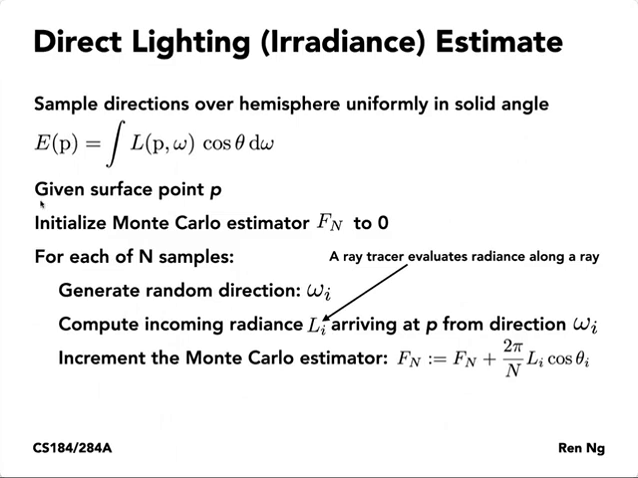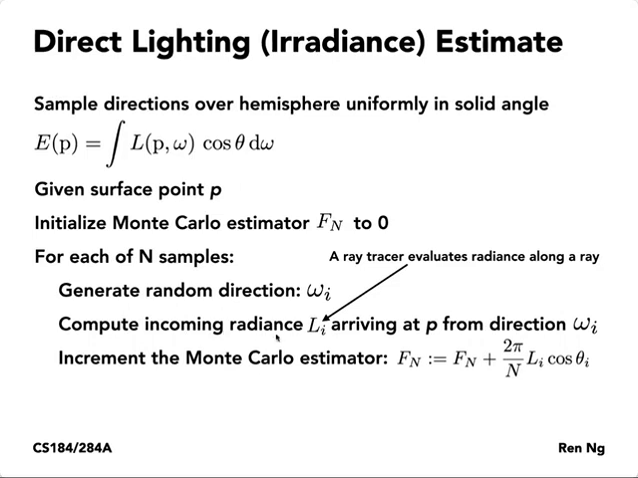And so if I give you a surface point position P, we'll initialize the Monte Carlo estimator that we care about, capital F sub n, to 0. And we're going to accumulate in it as we do n repeats of drawing a sample. So for each of n samples, generate a random direction, omega I, that's just a random direction on the hemisphere, compute the incoming radiance to the point P from that direction, omega sub I.